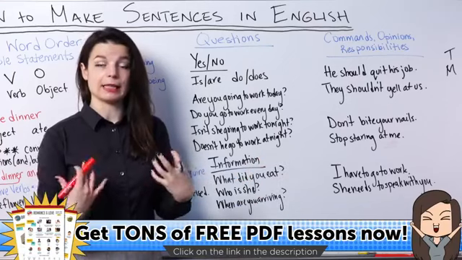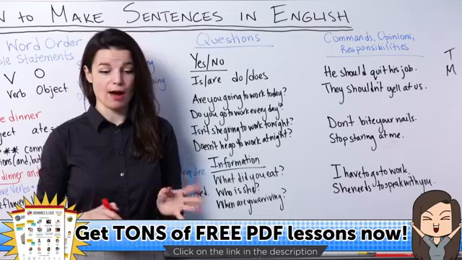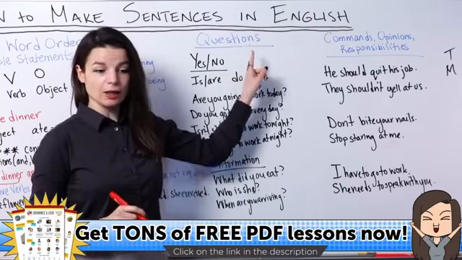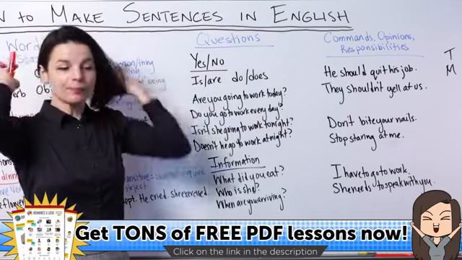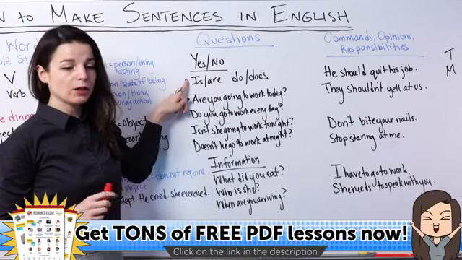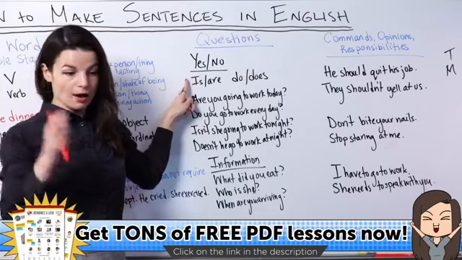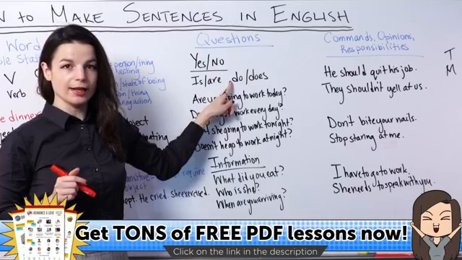Information questions means the WH questions: who, what, where, when, why. Let's begin though with yes or no questions. Let's start with yes or no questions. When we make yes or no questions, we use is or are at the beginning of the sentence, or we use do or does.